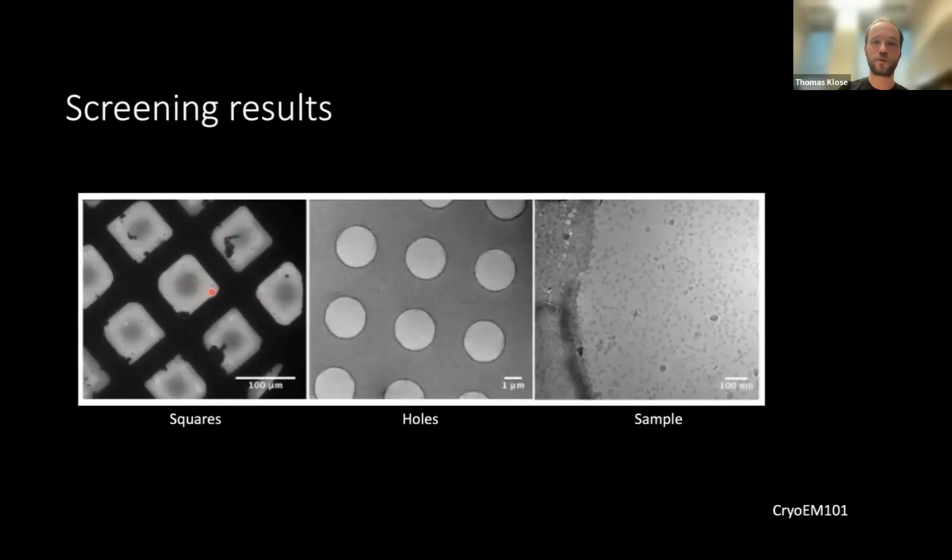So you would go probably to an area like this. You zoom in more, then you see your individual holes. So in this case, these are 1.2 micron holes with a 1.3 micron spacing between them. You find the ones that have thin enough ice, and you zoom in again, and you take another image at the sample level. And then you see here, in this case, these are ribosomes that are evenly distributed in the ice. And then if you have a grid like this, it would probably be ready for data collection. But as I said, it usually takes a few attempts to get there.